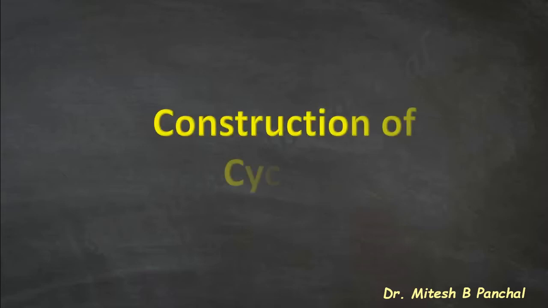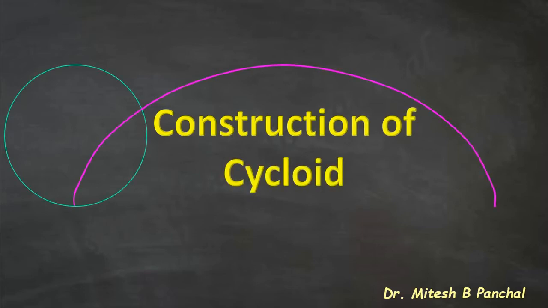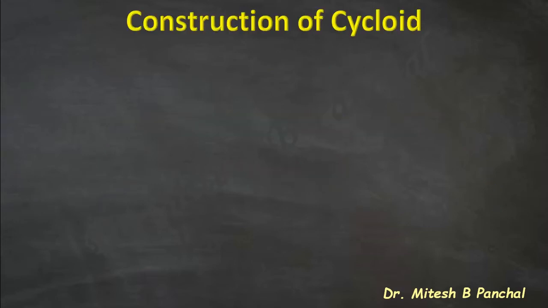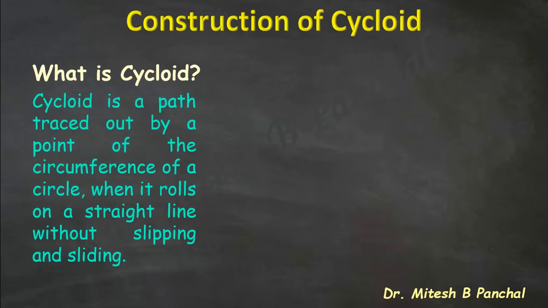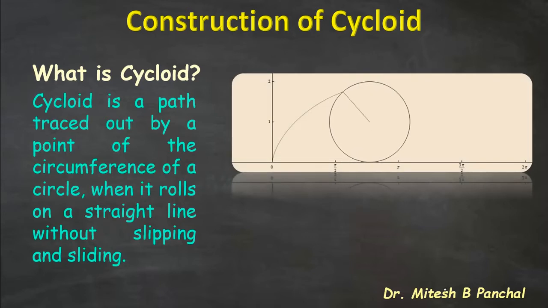In continuation with the topic that is engineering curves, in this particular session, we will see the construction procedure for cycloid. And first, we will see what is cycloid. So, cycloid is a path traced out by a point on the circumference of a circle when it rolls on a straight line without slipping and sliding.